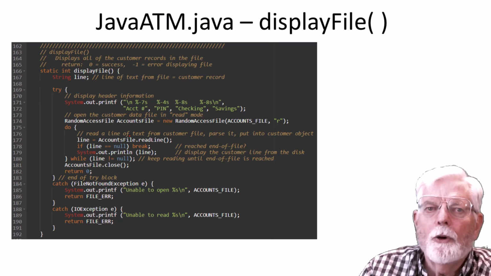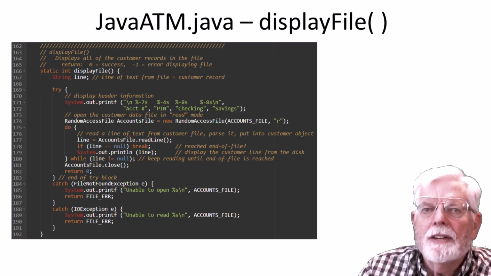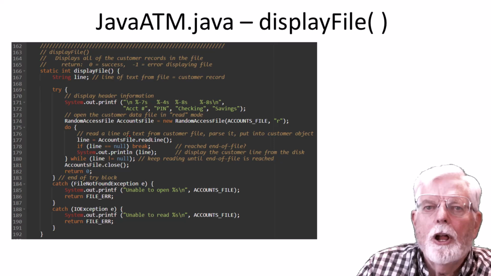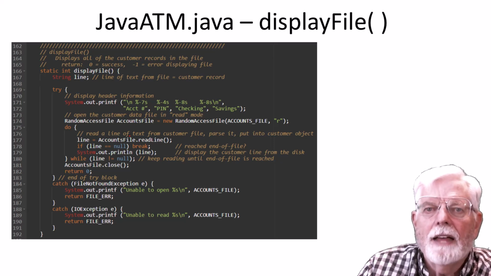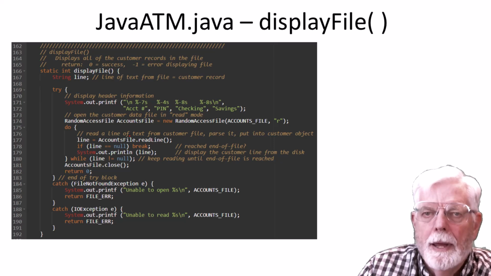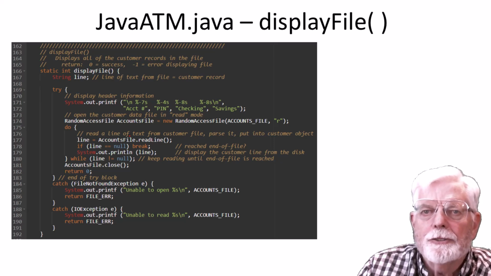The displayFile() method in Java ATM is not very complicated. It first displays a header identifying names of each column of data. It opens the customer accounts.txt file and starts a do-while loop that reads a line from the file and displays it until the end of file is reached. Catch blocks catch any errors, display an error message, and return the error code back to the main program.